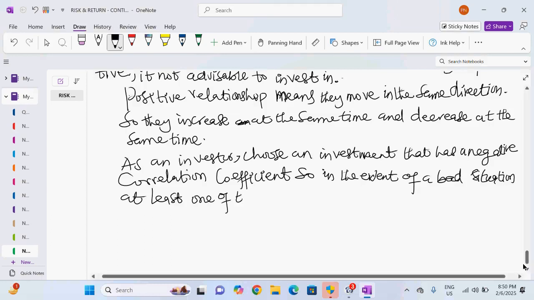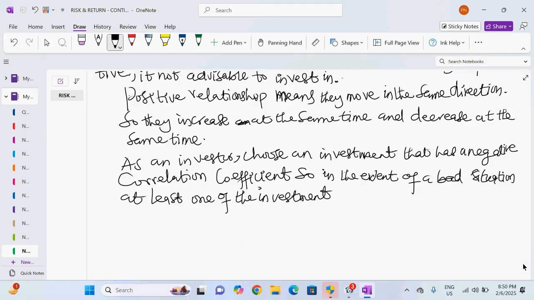would compensate you, and one of the investments will compensate. How do you spell it? Is it like this? Compensate you. Yeah, so I believe it makes sense, right? Yes, sir. Okay, so that's basically what I was talking about.